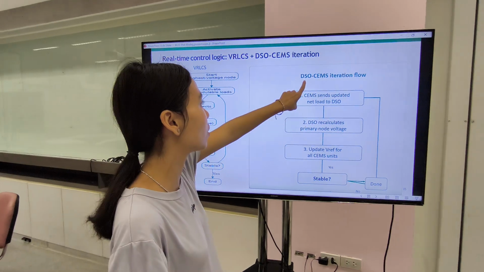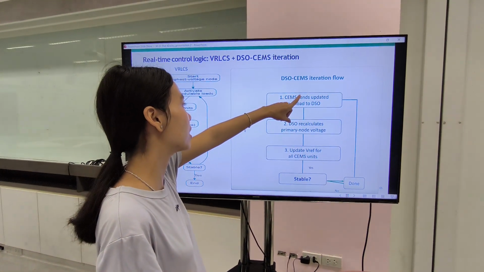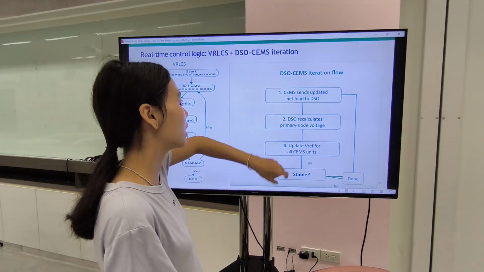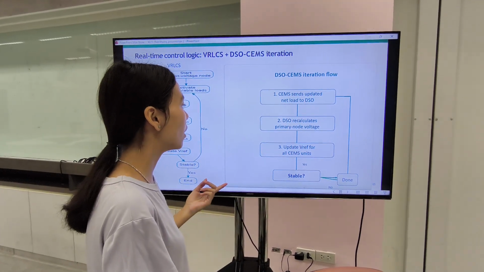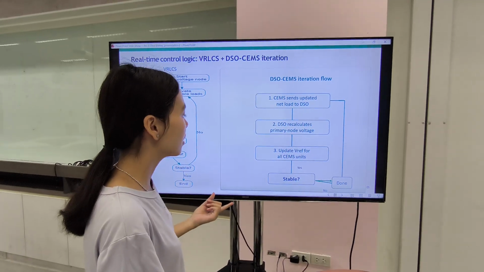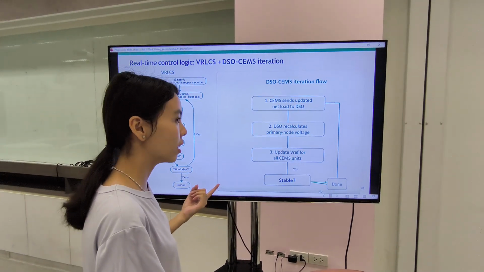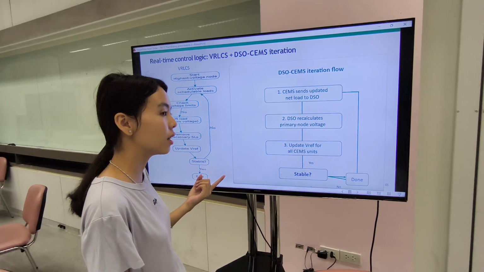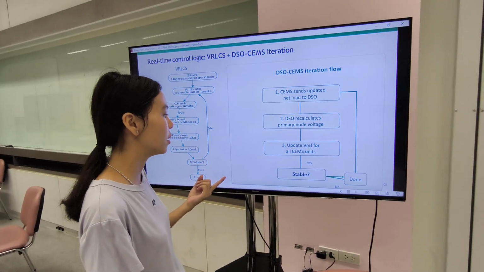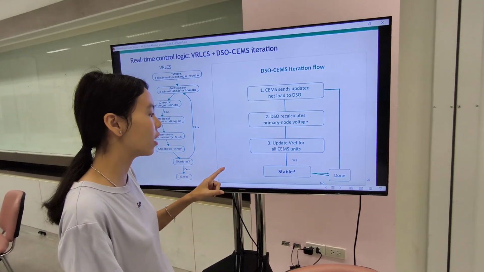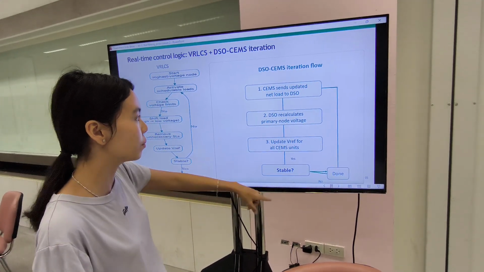And this is the TSO evaluation view. Firstly, the CEMS updates net load to the TSO, and the TSO recalculates the primary node voltage, and then it updates the voltage reference for all CEMS units. And then the system checks whether it is stable. If yes, it is done, and if no, the system repeats this again.